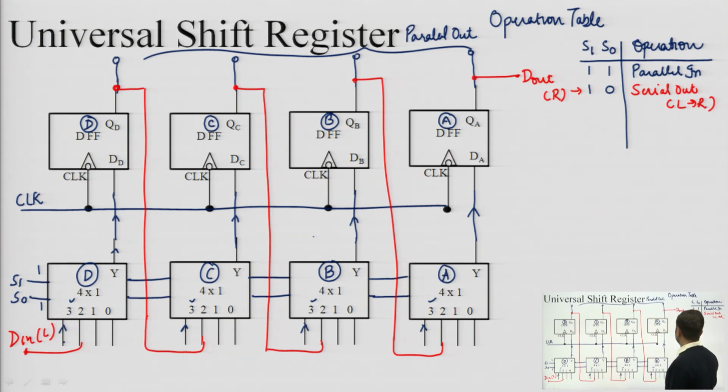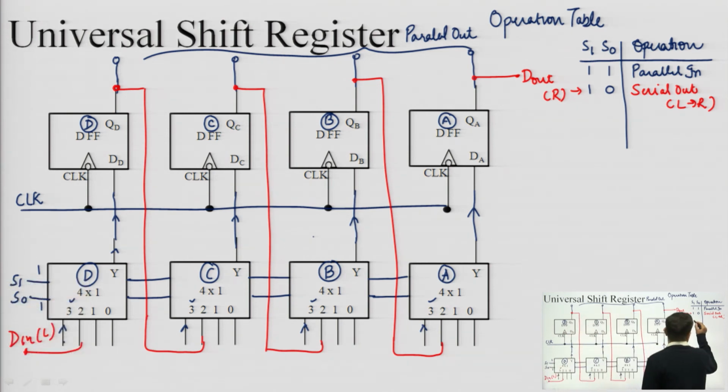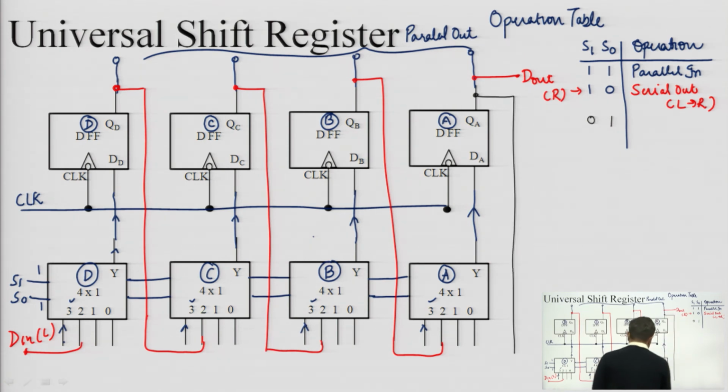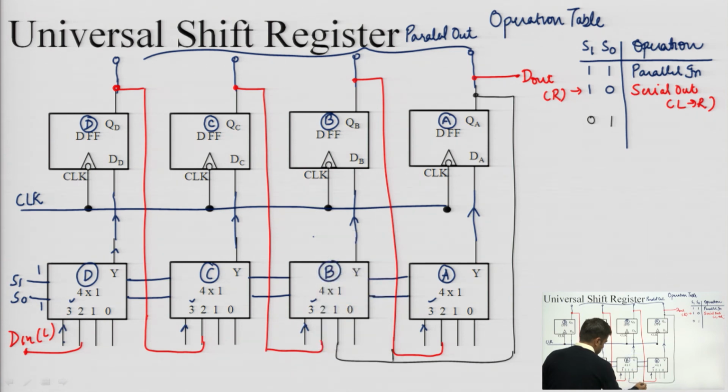Then for this 0 1 case, let's again change the color. Let's prepare another path for right to left shifting. For right to left shifting, this output has to be connected to this number 1 input. Similarly, this one to this one.